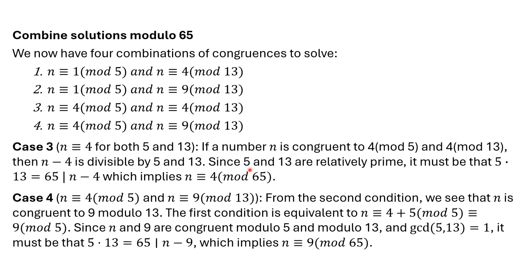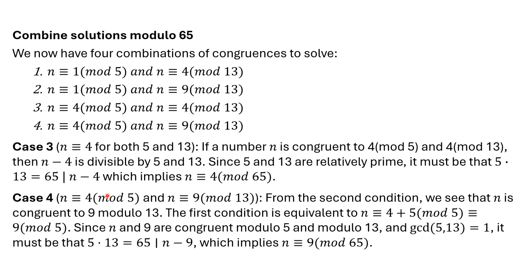This fact here about two numbers each dividing another number, and if these two numbers are relatively prime, then their product divides the number, in this case n minus 4. That's a general theorem that I'll prove a little bit later. In fact, I'll state it as a problem, and then I'll prove it for you.